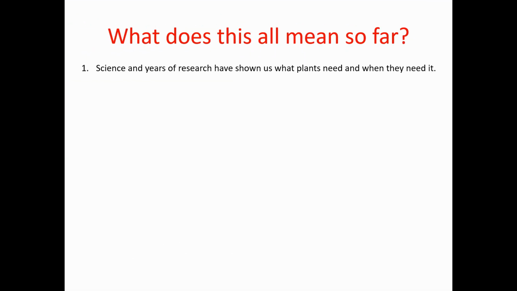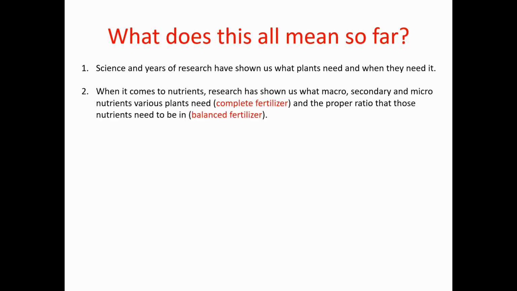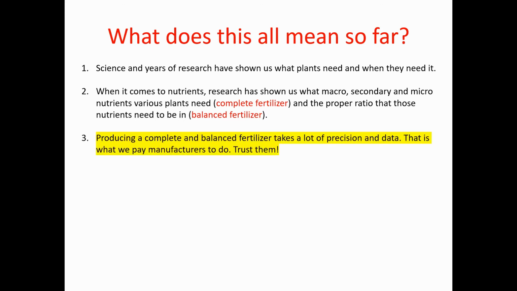So what's this mean to us so far? Before we proceed, let's just look at a little bit of a review here. We know what plants need from decades of research. We know we need a fertilizer to be complete and to be balanced. Producing that complete balanced fertilizer takes a lot of precision and a lot of data, and that's what we pay manufacturers to do. We should trust them.